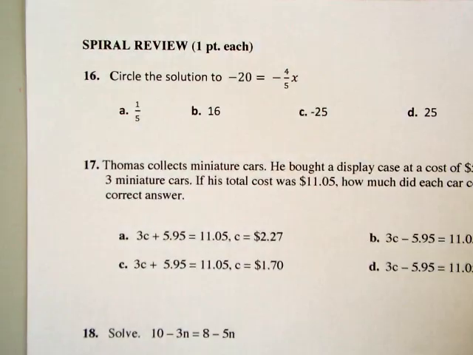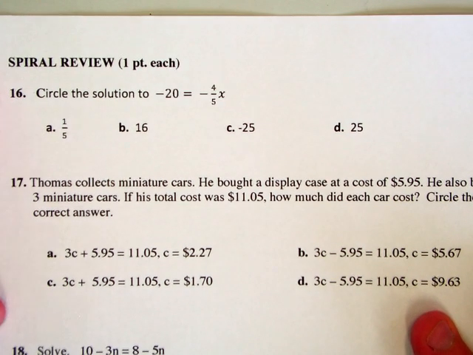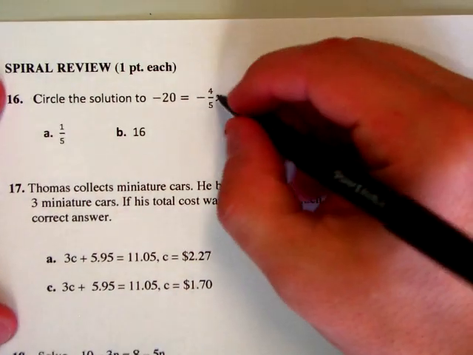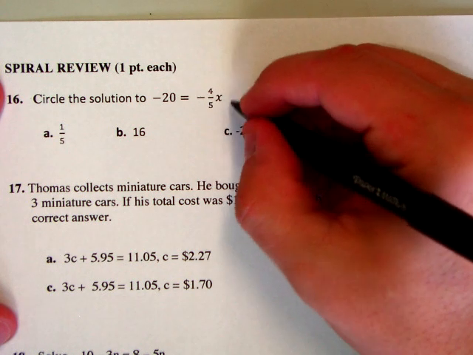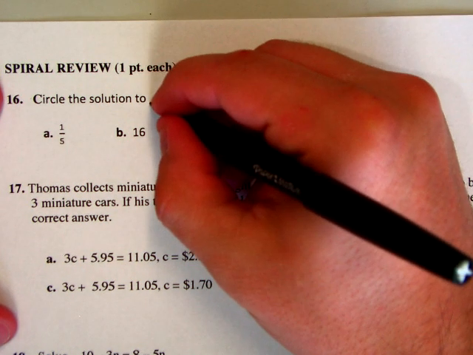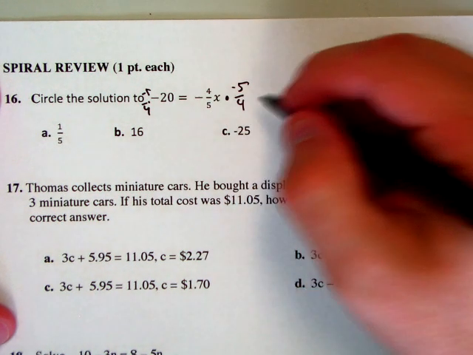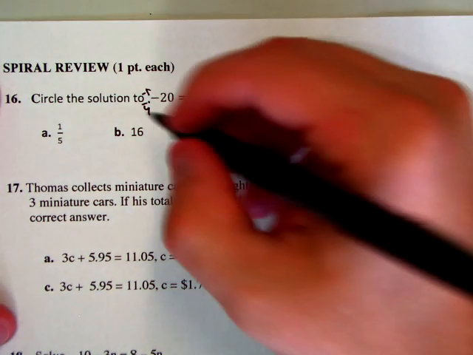All right, last page of the final then. 16, 17, 18, and 19. It says circle the solution to -20 = -4/5 x. When I have a rational coefficient, I need to multiply by its reciprocal. This evaluates to just 1, so I'd be left with x.